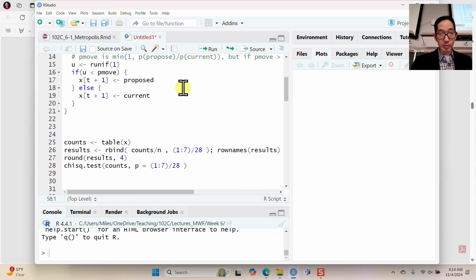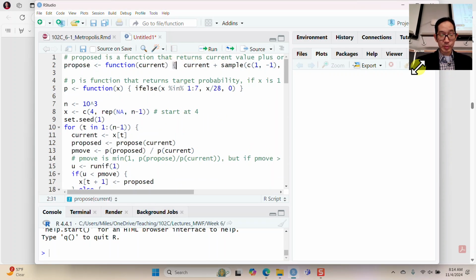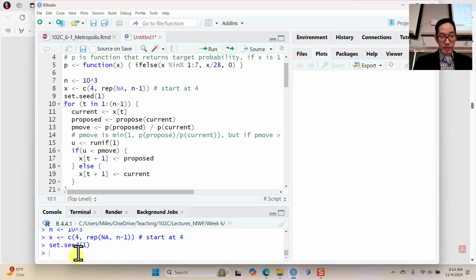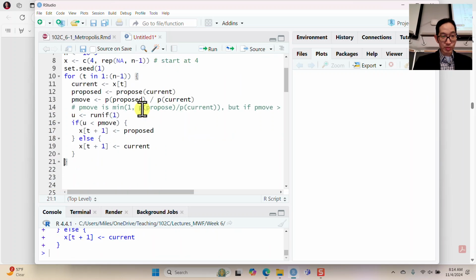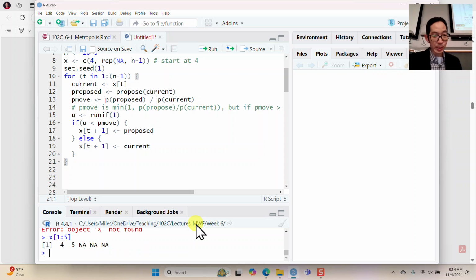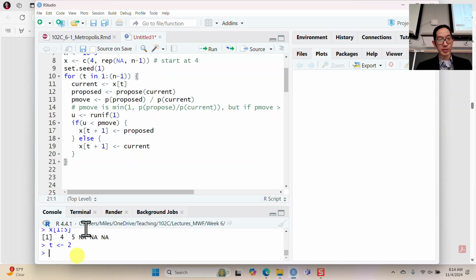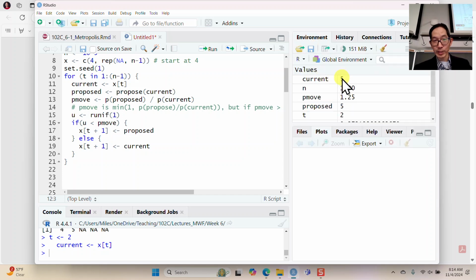Maybe I can run the chain one at a time here. So here's my P proposed, and let me just manually run this. We're going to start off at T is 1. So I started off at 4, and then I went to a 5. Now we're going to update T. This is going to be our second iteration. So my current value is 5. My proposed value is 6.